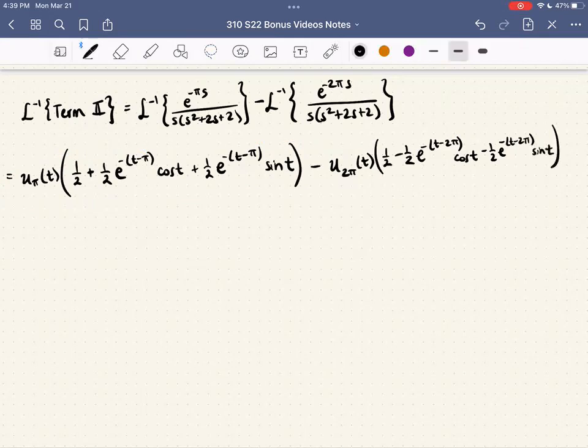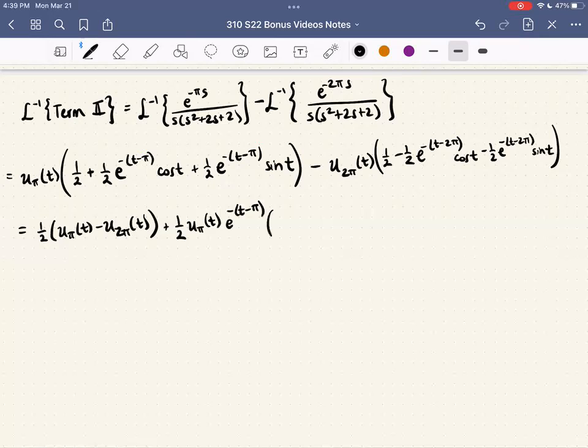And you can combine these in a slightly more compact way. We can group some things together. I have a half times (u sub pi of t minus u sub 2 pi). And then I have a half times u sub pi of t e to the negative (t minus pi), and all of that is times (cosine t plus sine t), plus a half u sub 2 pi of t e to the negative (t minus 2 pi) times (cosine t plus sine t).